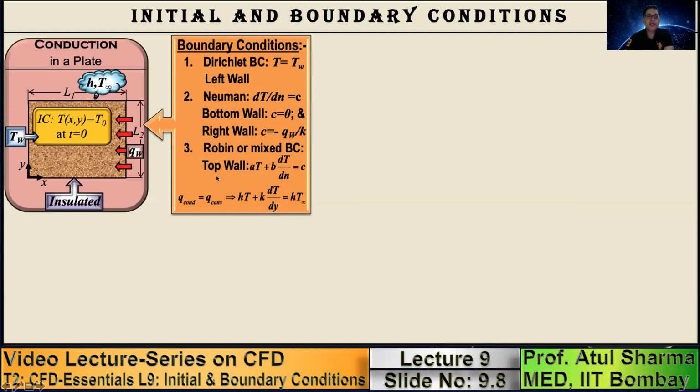So these are the three standard types of boundary conditions which have been defined for fluid mechanics and heat transfer: Dirichlet, Neumann, and Robin or mixed type of boundary conditions. This classification is not only applicable for this conduction problem, but is also applicable for fluid dynamics problems. So after presenting the initial and boundary conditions for conduction, let us go to the example problems in fluid mechanics.